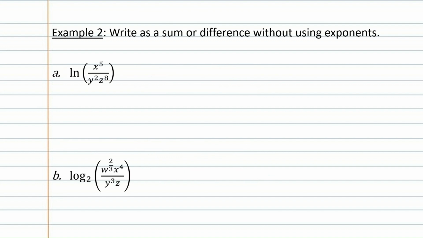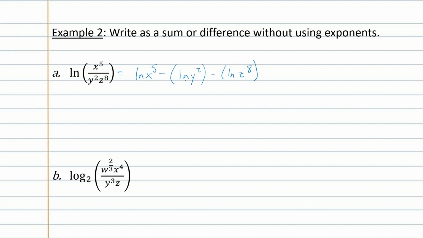Now this example says the natural log of x to the 5th over y squared times z to the 8th. We want to convert that to a sum or difference without exponents. Okay, this still holds with natural log just like it would with a regular log. So we're going to break this into the natural log of x to the 5th minus, then I'm going to subtract the two bottom terms here. So minus the natural log of y squared, and then minus the natural log of z to the 8th.